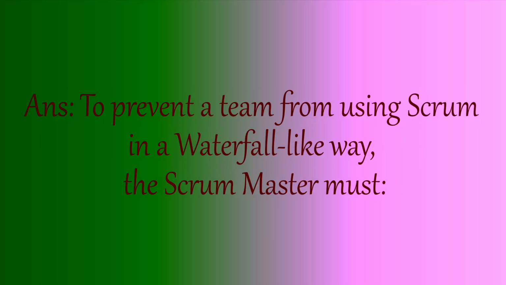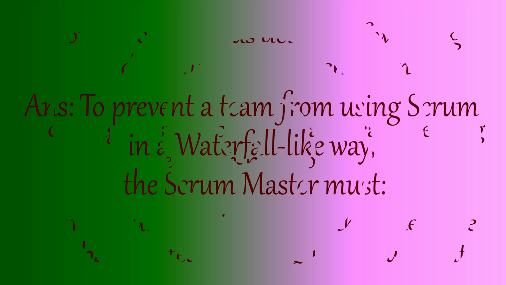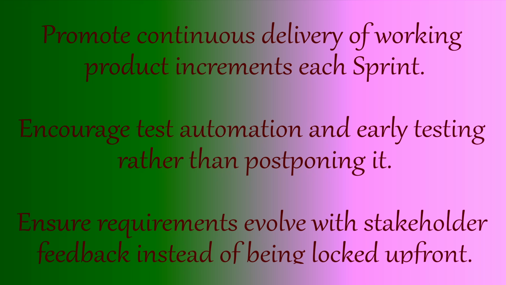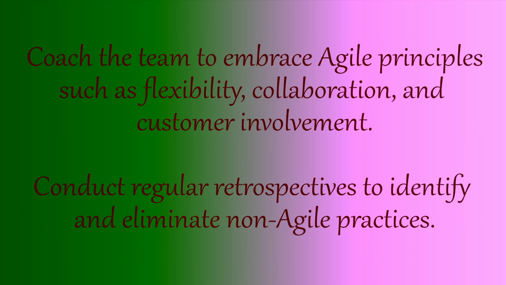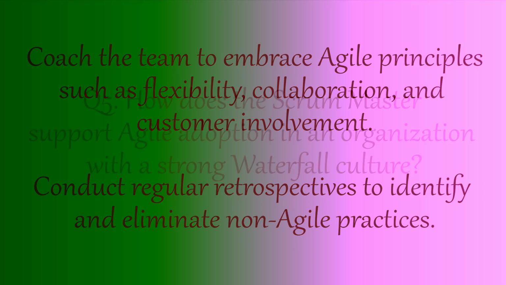Q4. How can a Scrum Master prevent a team from using Scrum in a waterfall manner? Answer. To prevent a team from using Scrum in a waterfall-like way, the Scrum Master must promote continuous delivery of working product increments each sprint, encourage test automation and early testing rather than postponing it, ensure requirements evolve with stakeholder feedback instead of being locked up front, coach the team to embrace agile principles such as flexibility, collaboration, and customer involvement, and conduct regular retrospectives to identify and eliminate non-agile practices.